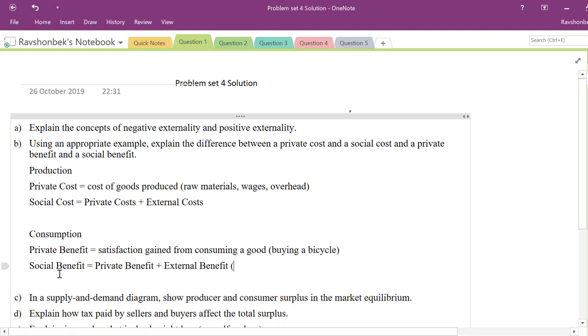Now, if you bought a bicycle, your private benefit would be the satisfaction you gain from riding the bicycle. External benefit is then the less congestion in the road, because you will not be driving if you are cycling to work, or you will not be using the public transport. And also emissions, for example, is a good one. If you're driving, you would have created fumes. Basically, your driving would have created pollution.